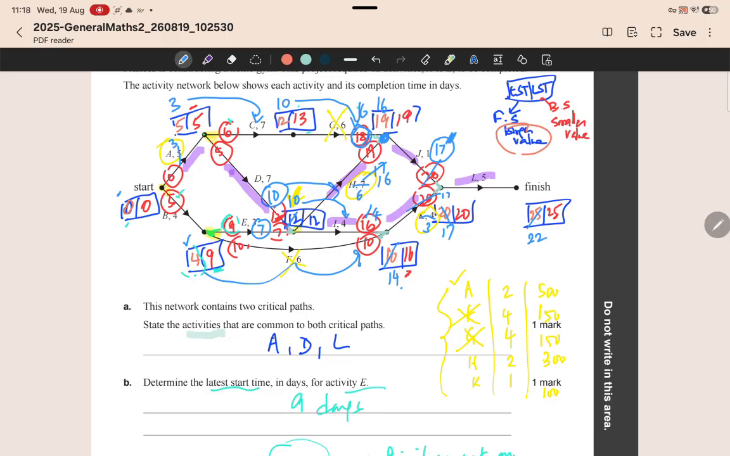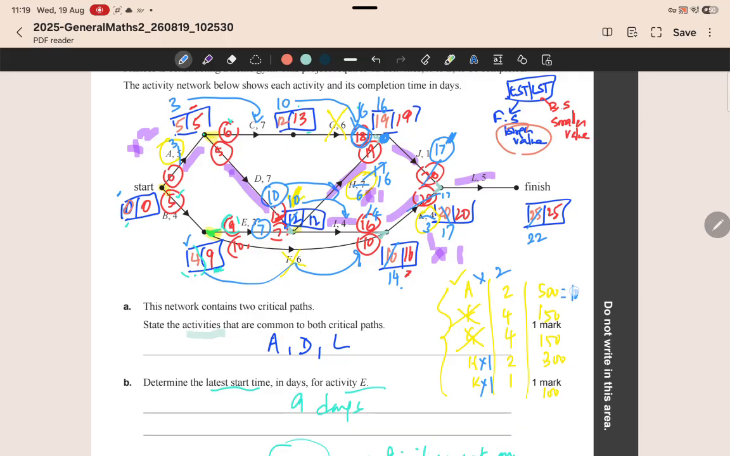So from what we have done here, the reductions are A by 2, H by 1, and K by 1.